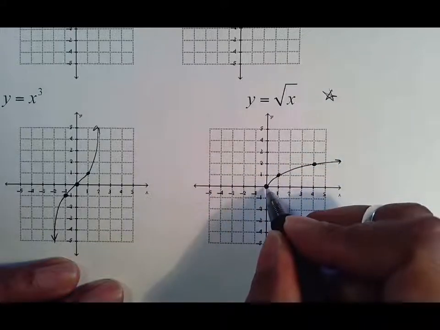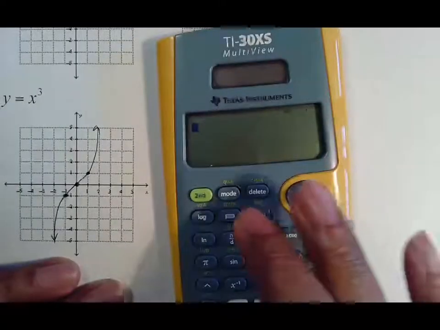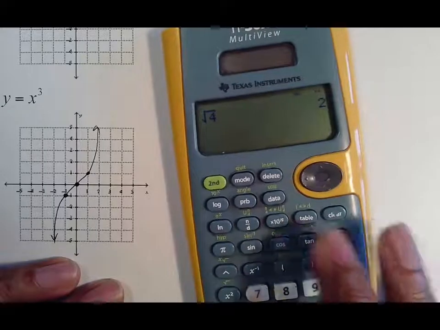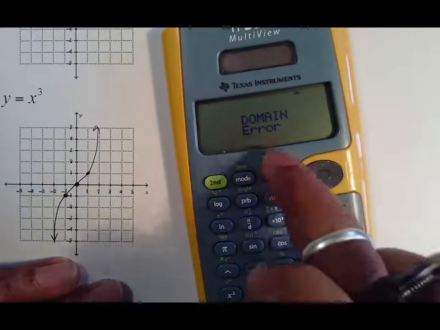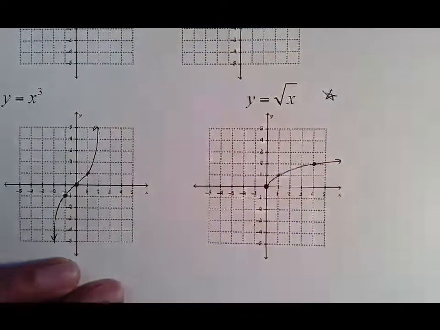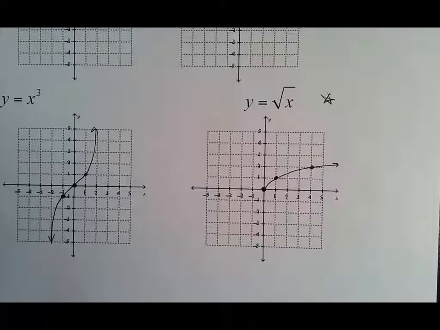It is a half U because there are no square roots of negatives, and this calculator will prove it to you. Square root is second x squared. Square root of 4 is 2, but the square root of negative 4 is what we call a domain error. Remember, domain is what you put in. Your calculator is saying that whatever you put in is wrong because you cannot do the square root of a negative. This is your square root function. All right.